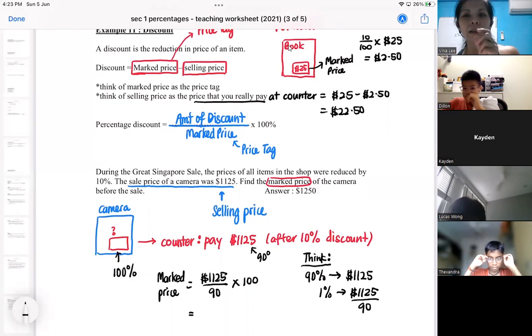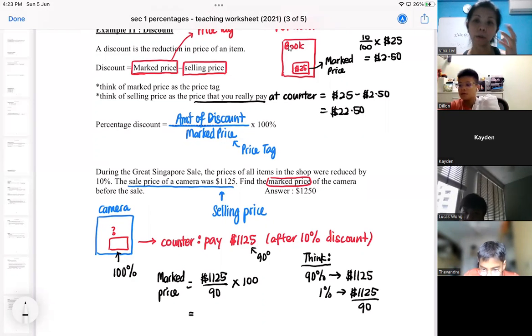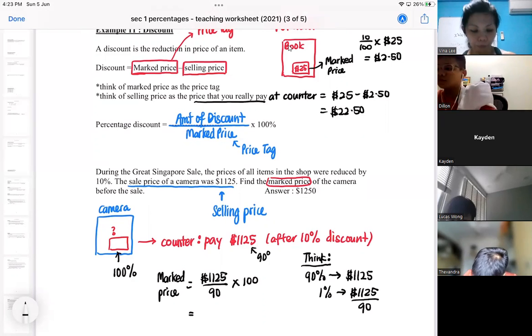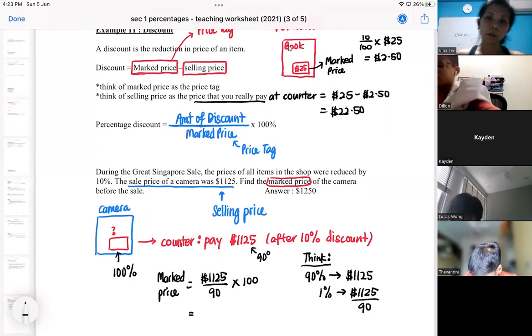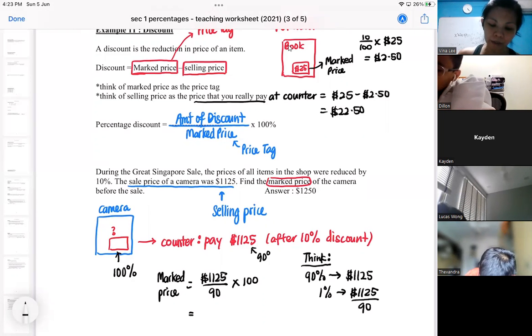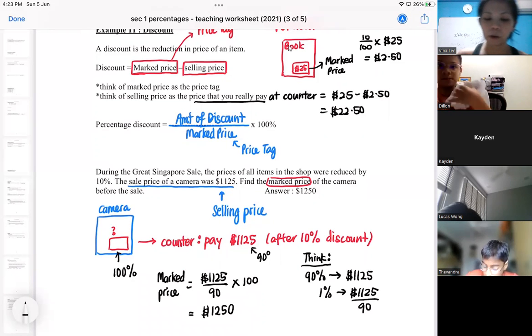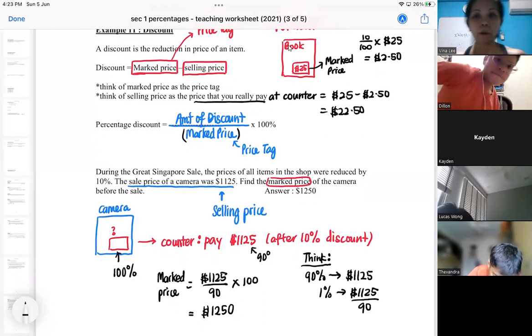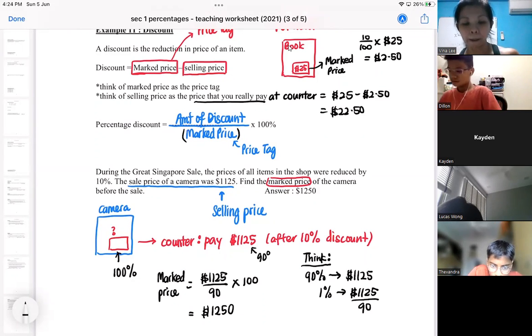You must understand mark price is the price tag. Even Sec 4 students get confused, like what do you actually mean by mark price? Mark price is the price tag. So it is based on the price tag that we give the discount. Please take note, because whenever in this topic they ask, what is the percentage discount? If your denominator is not the price tag, your percentage will be wrong. That's what happened to a lot of people.